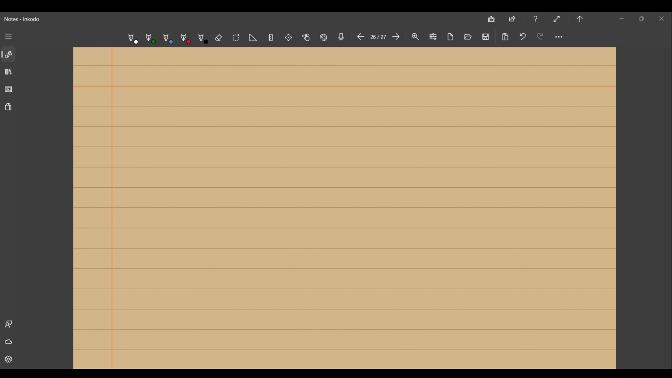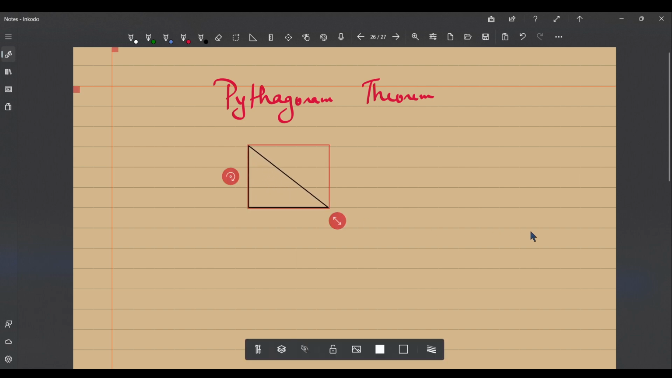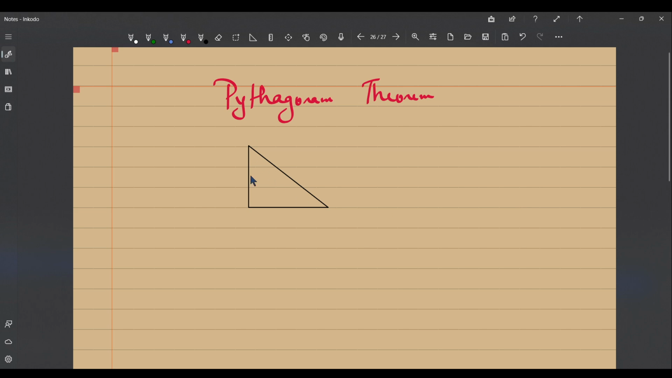Hello everyone. Let's work out a few problems based on the Pythagoras theorem. Now, what does the Pythagoras theorem say? Let's recall a little. This is with respect to right angle triangles. The Pythagoras theorem holds good for right angle triangles. So, consider this right angle triangle.